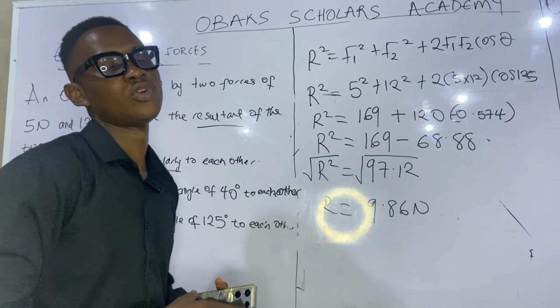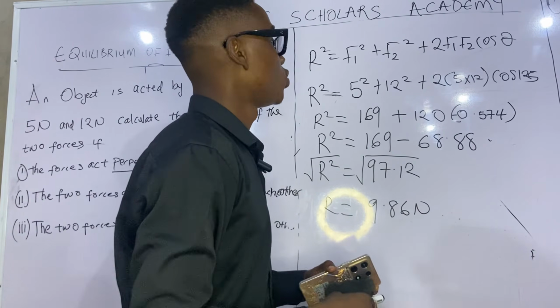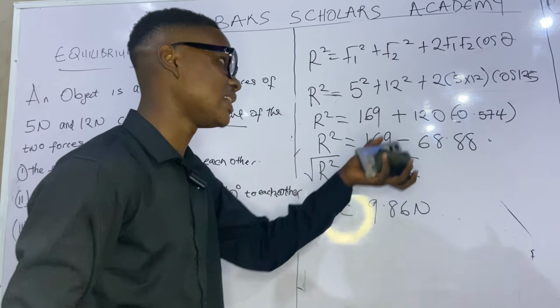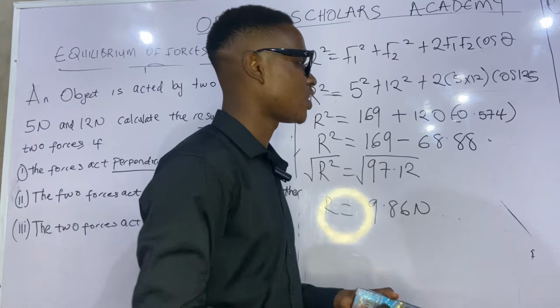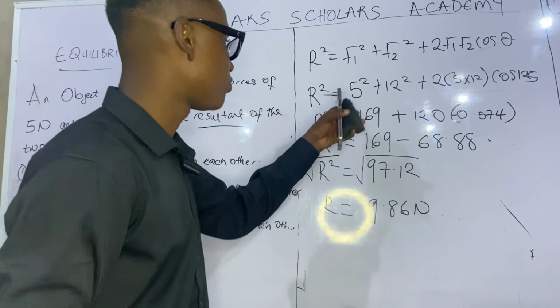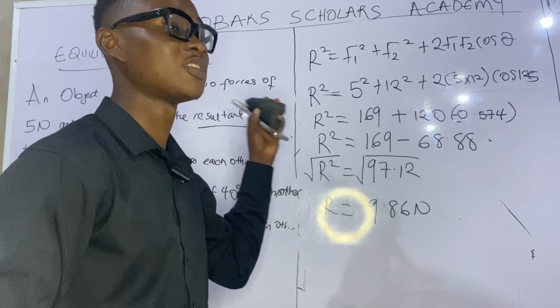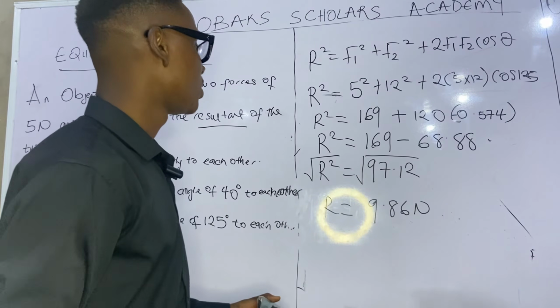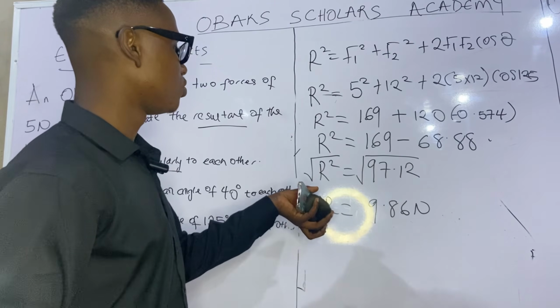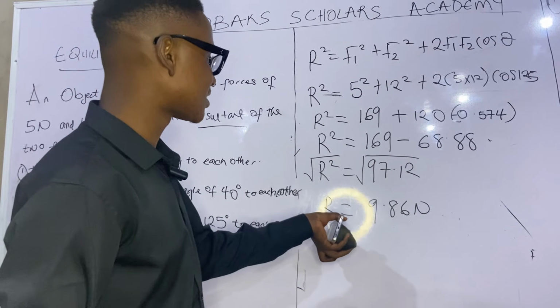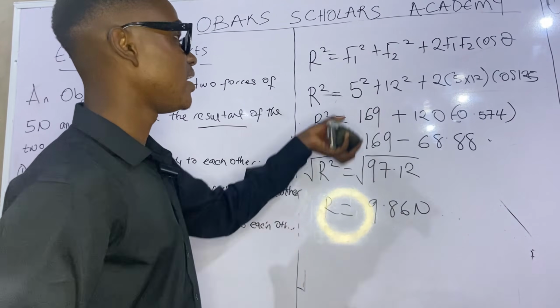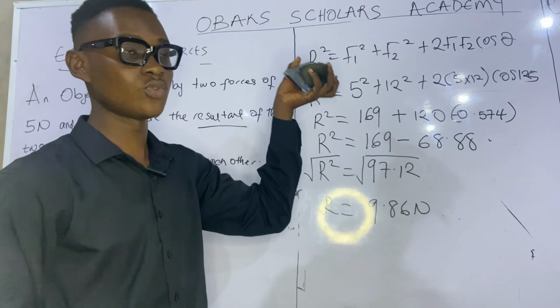So one thing about equilibrium of forces is that the questions are not rigid, they are flexible. So you can be given a question where you are just asked to find the angle between the forces. You can be given a question where one force will be missing and other parameters will be given. You can even be given the resultant, and they will ask you to look for F1 and F2. So the questions are different.